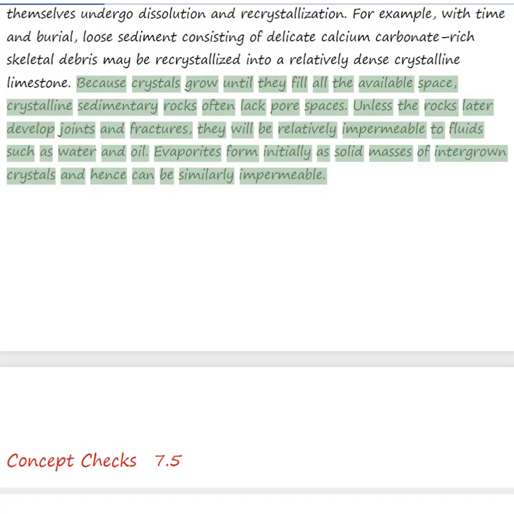Because crystals grow until they fill all the available space, crystalline sedimentary rocks often lack pore spaces. Unless the rocks later develop joints and fractures, they will be relatively impermeable to fluids such as water and oil. Evaporites form initially as solid masses of intergrown crystals and hence can be similarly impermeable.